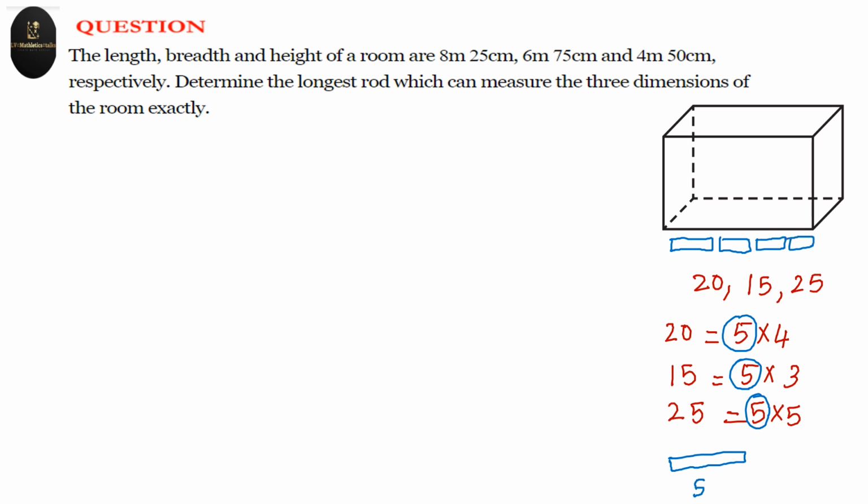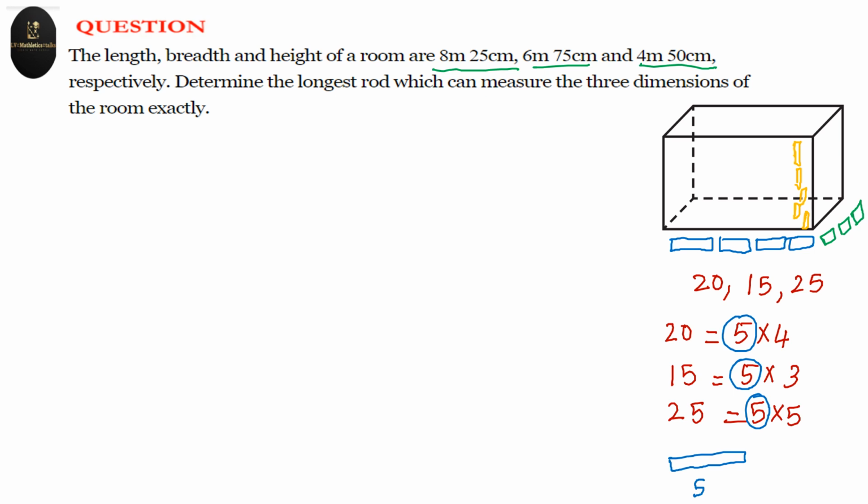If I want to measure the breadth, say 15, I need 3 of this kind, all of length 5. If I want to measure the height, I need 5 of this length. Hope you understood this. So basically what you have to do with these three measurements is to find the HCF of these three numbers, which will give you the longest rod which can measure the three dimensions exactly. Fine, so let us go ahead and find the HCF of this.